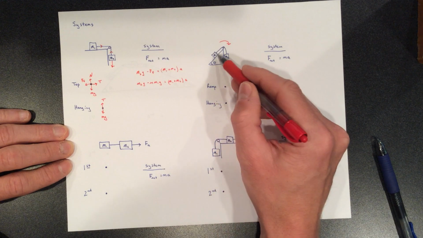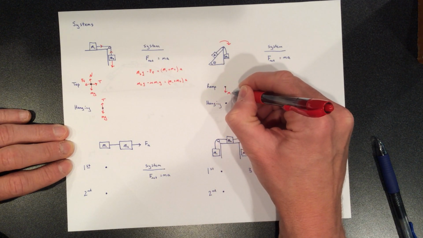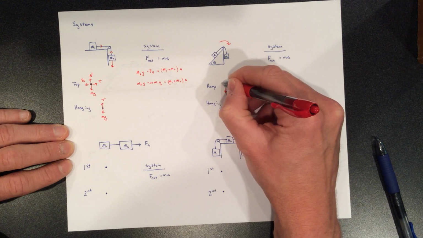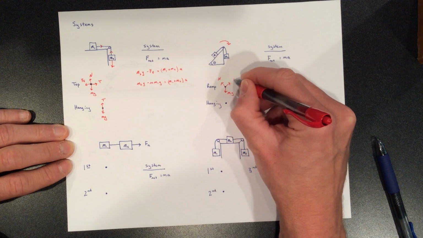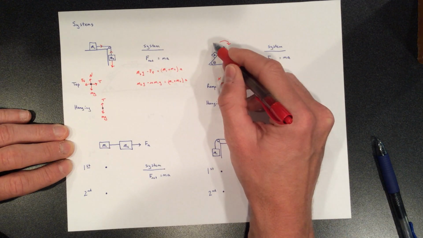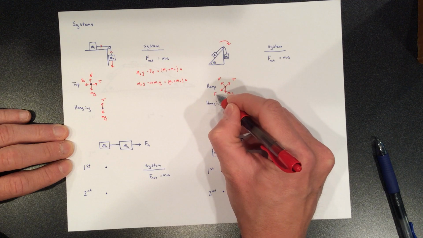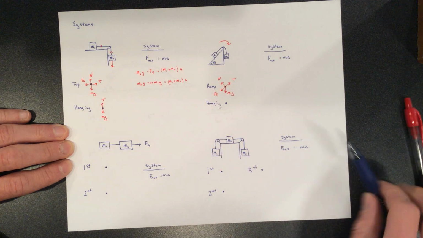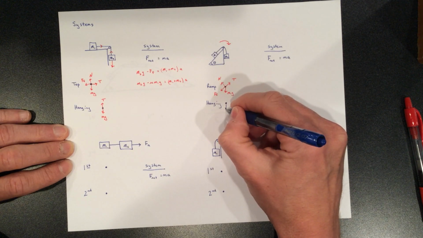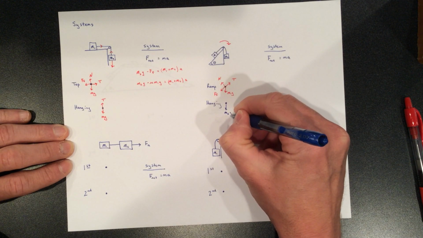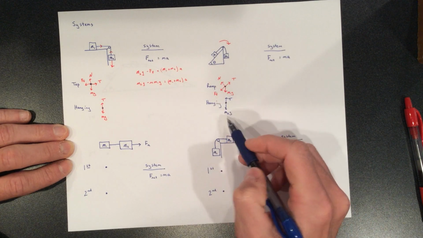So on the ramp, this box has its own weight, m1g. It's got a normal force. It's got a tension up. And then if the acceleration is going to go this direction, it would have friction down the ramp. These are kind of crowded here, but the hanging box has m2g down and a tension up. So that's individually looking at those boxes.